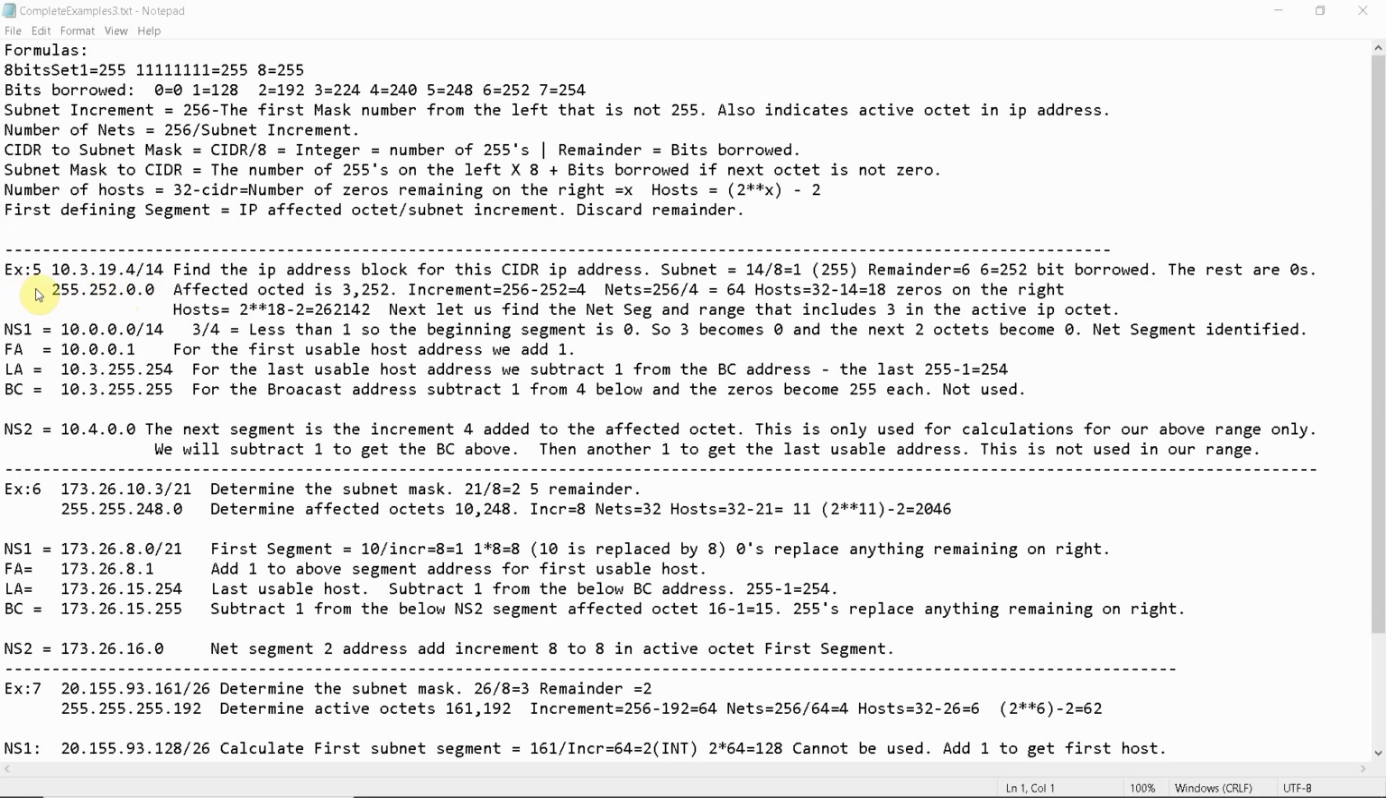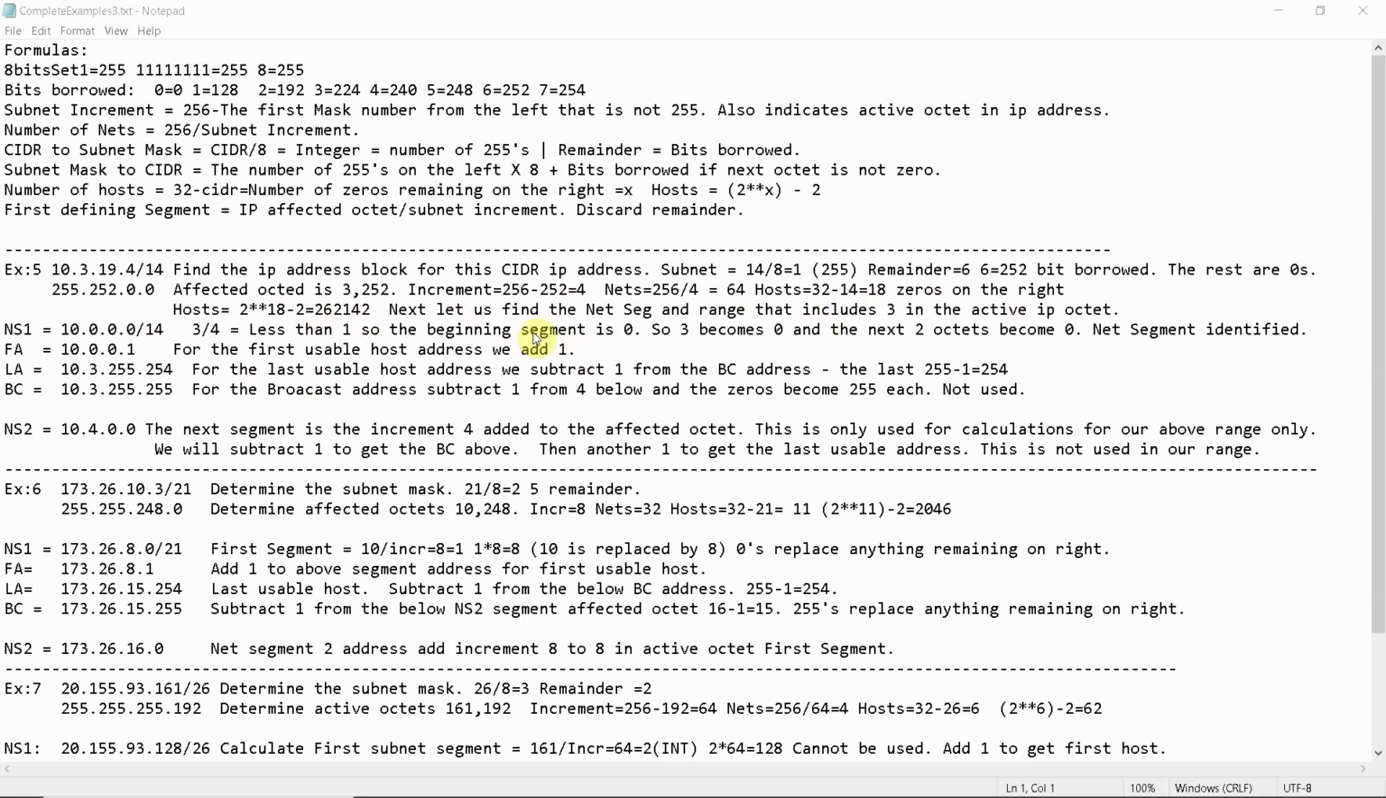Again, the effective octet this time is the second one over. So 3 and 252 are what you are concerned with, but from here on, mainly it's 3. Of course, we're going to find everything else out from this first. So 256 minus 252 is 4. We got an increment of 4. Nets of 64. And our hosts is going to be 18 zeros on the right. Put it in our formula, and we get that big number there, 262,142.